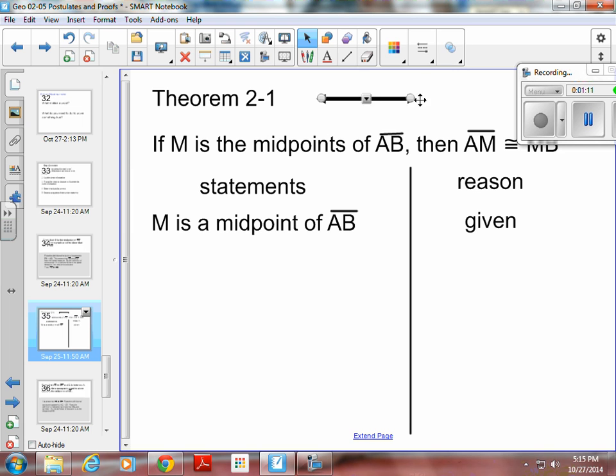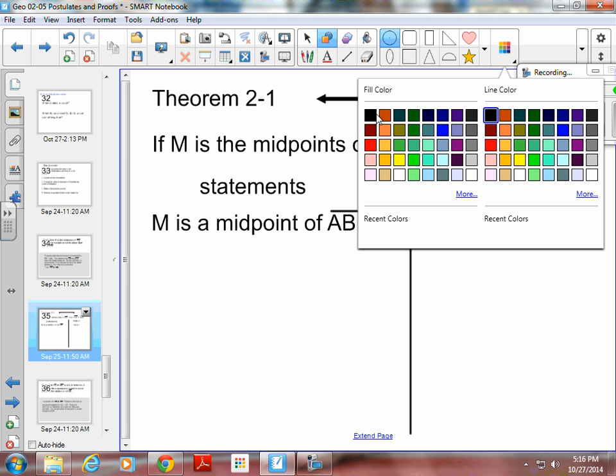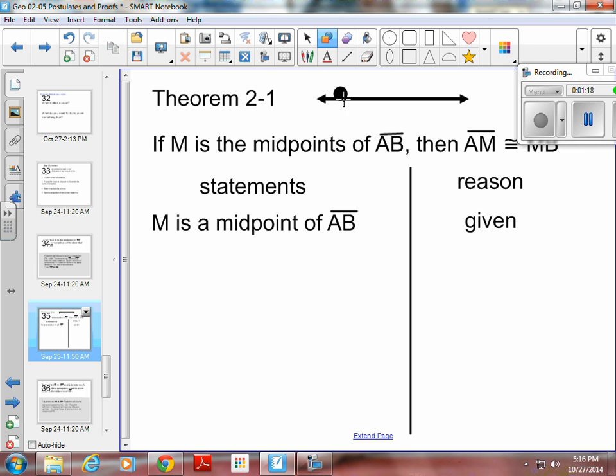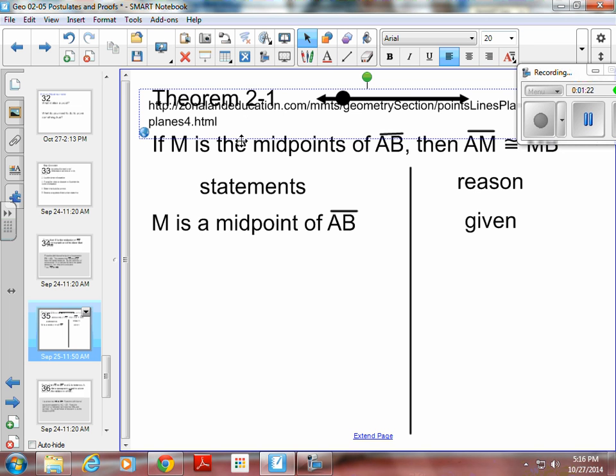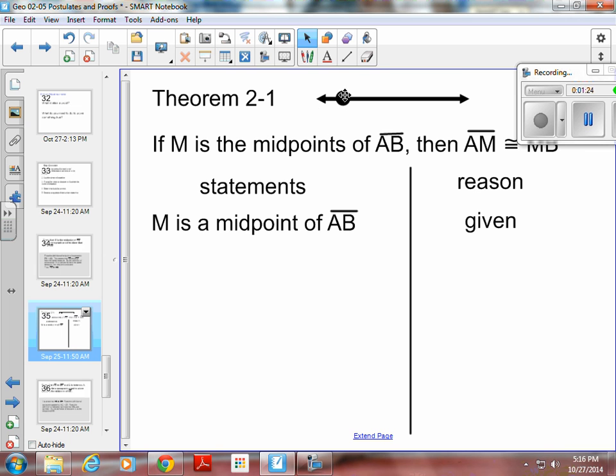And let's put an end thing on there. Okay. So I have my line. And then I need some points on there. Okay, so there's a point. Okay, there's another point. And there's another point.